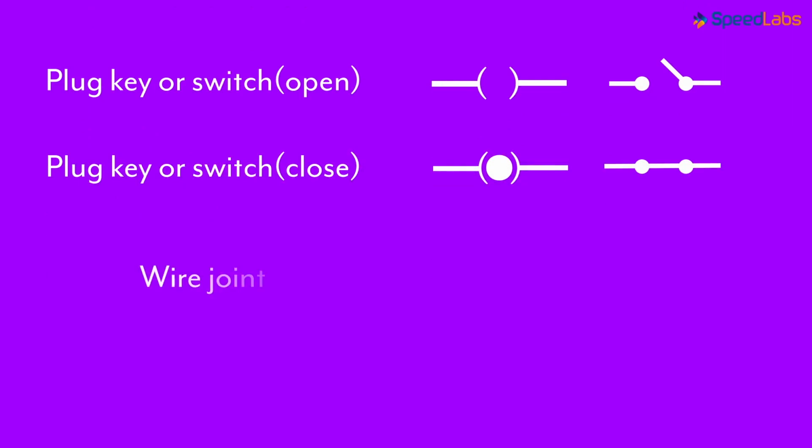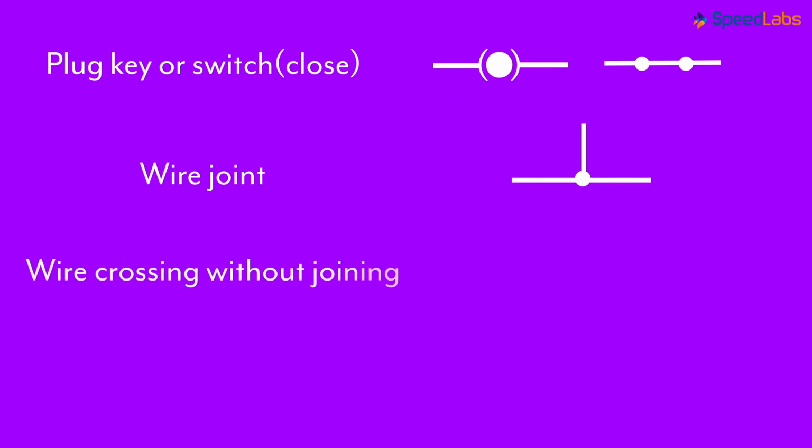How do we represent two wires which are joined? A wire joint is represented like this, a line perpendicular to another at a point. Sometimes wires also cross each other without joining. Like one wire goes above the other without any contact. It's represented like this. It's shown as if one wire jumps over the other without any contact.